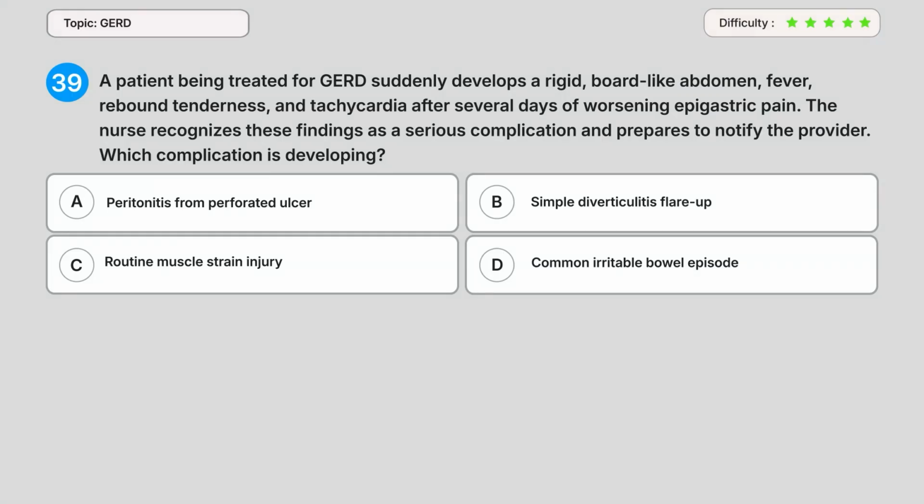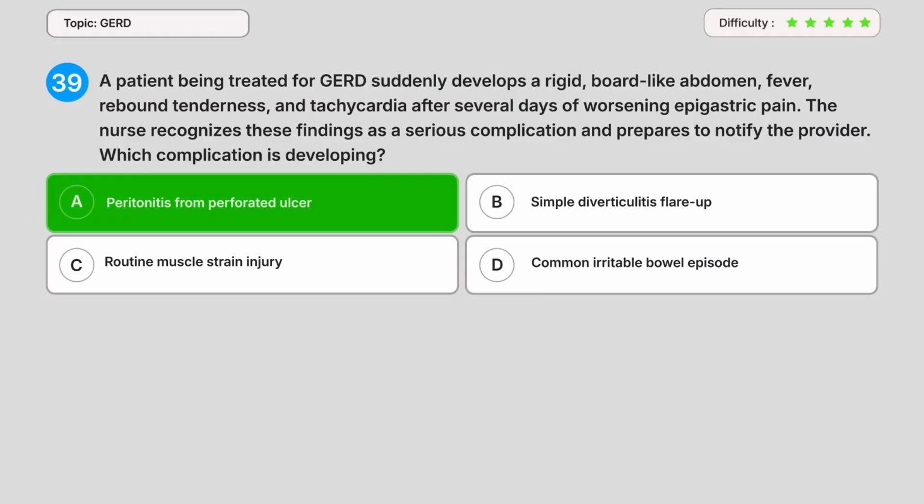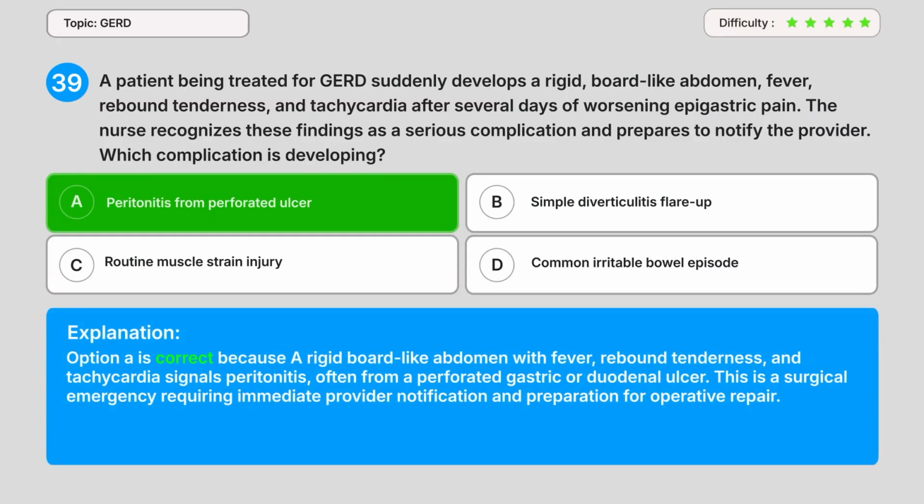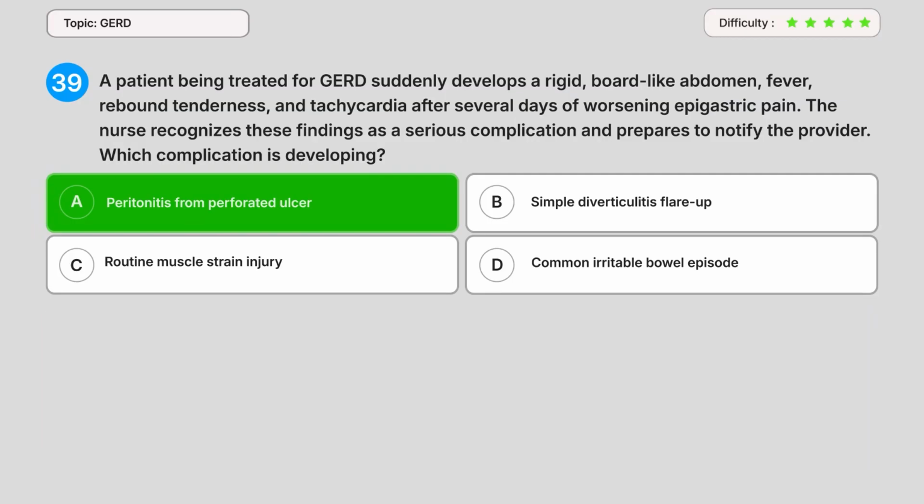Correct answer. A. Peritonitis from perforated ulcer. A rigid board-like abdomen with fever, rebound tenderness, and tachycardia signals peritonitis, often from a perforated gastric or duodenal ulcer. This is a surgical emergency requiring immediate provider notification and preparation for operative repair.